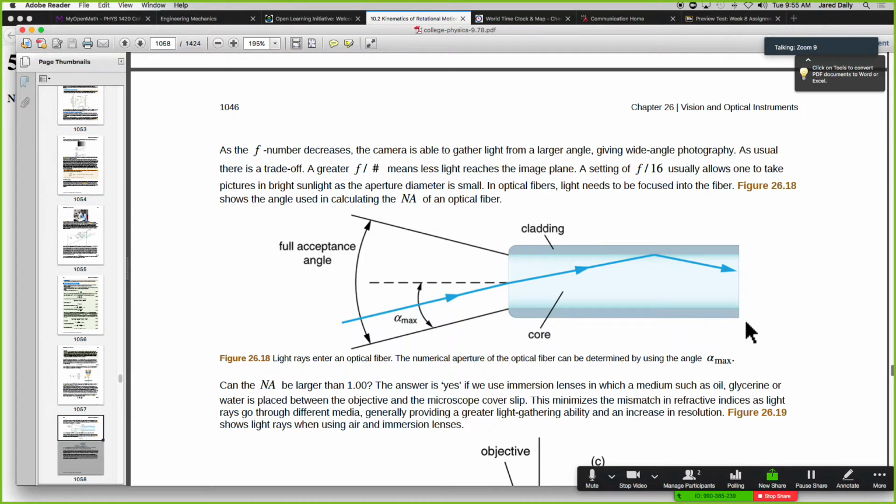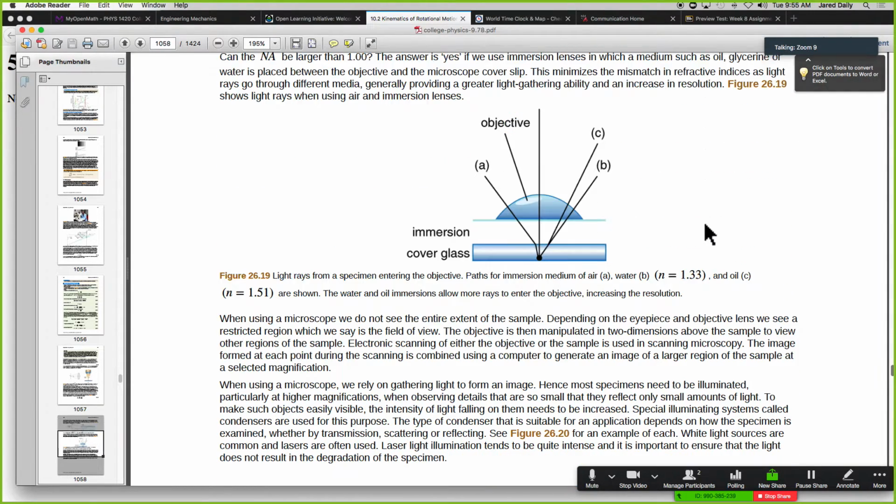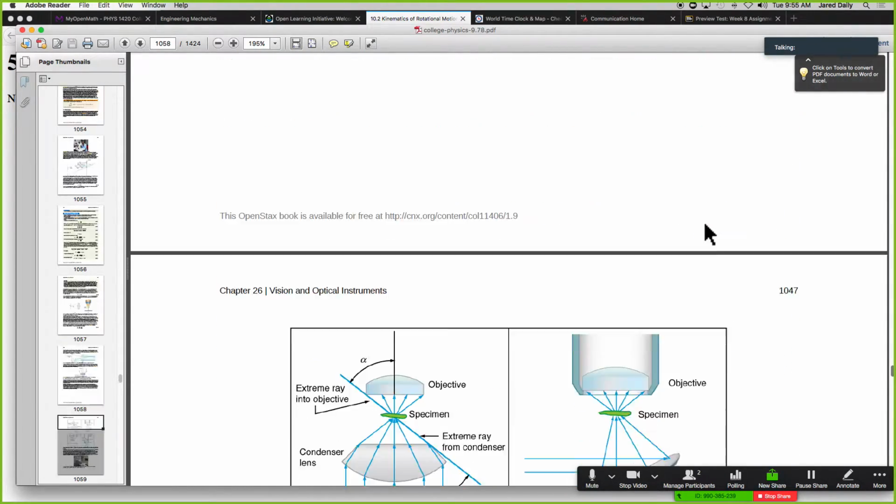So you can actually calculate how big the end of a piece of fiber optic should be for a particular wavelength in order for all the light that can come in to be totally internally reflected. They call it the full acceptance angle.